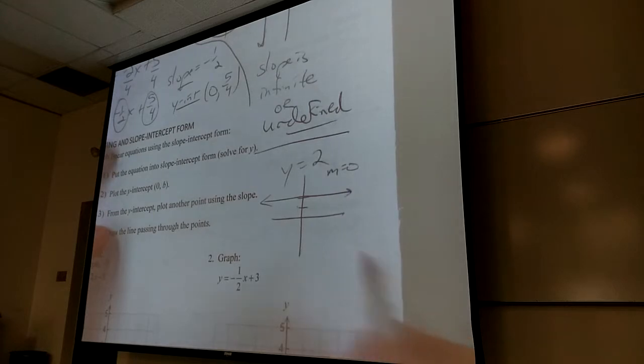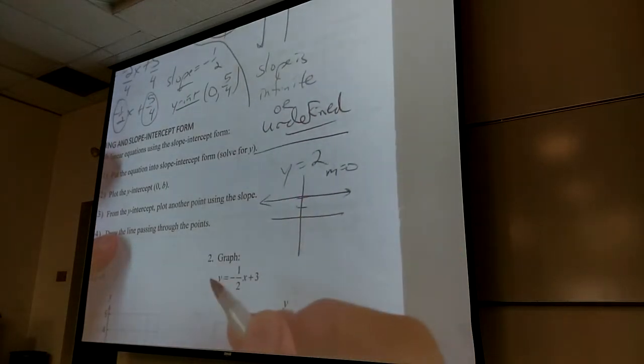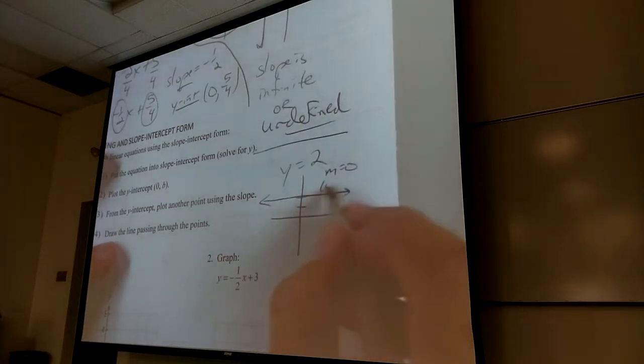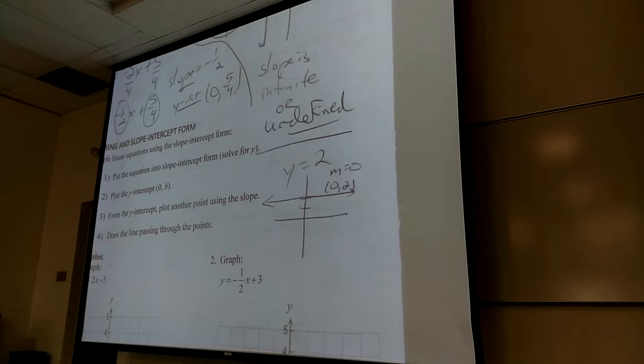What's the y-intercept? 0, 2. The problem tells you, right? 0, 2 is the y-intercept. So that's the other special case. The horizontal line. Vertical lines, horizontal lines, special cases. If you try to force them to work like any other line, it's not going to be easy at all. Just remember, it should be one of the easiest questions. You got to remember that.